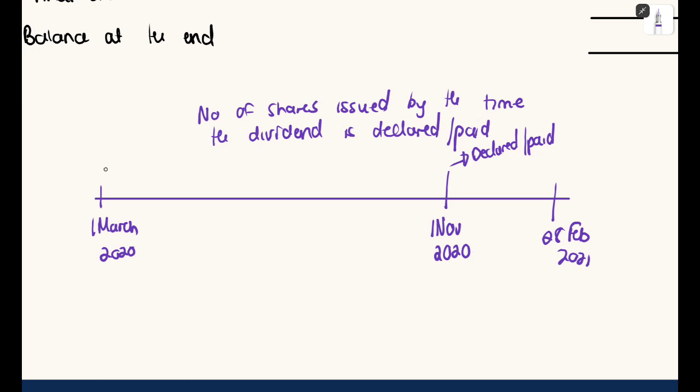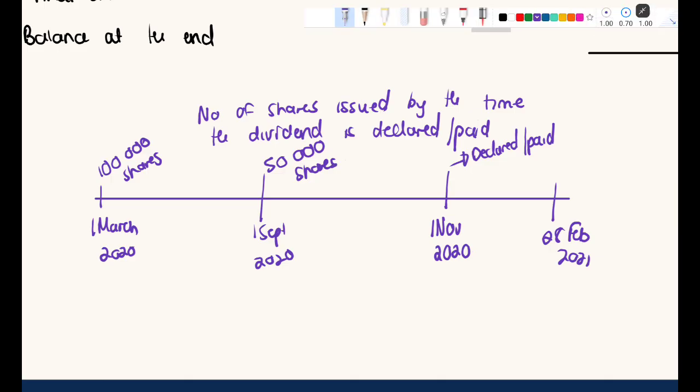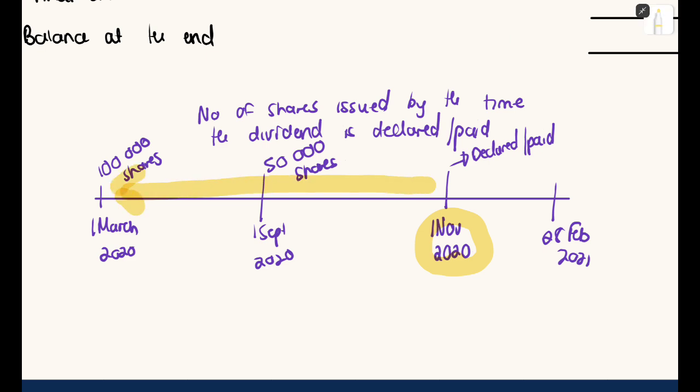So at the beginning of the year, let's say we issued 100,000 shares. Then during the year, maybe on the 1st of September, I issued a further 50,000 shares. So by the 1st of November, how many shares has the business already issued? I'm going to look from the beginning of the year up until the date the dividends have been declared. How many shares did I have in issue?